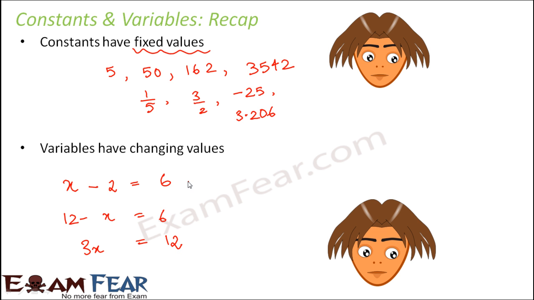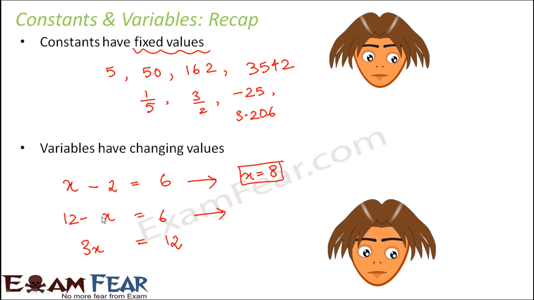Now, when you find the value of x in this equation, finding the value of x means you have to put such a value of x so that this relationship holds true. That means x minus 2 should be equal to 6. So in this case, you find that the value of x is 8. If you put 8 instead of x, 8 minus 2 is 6. So here in this equation, x is equal to 8.